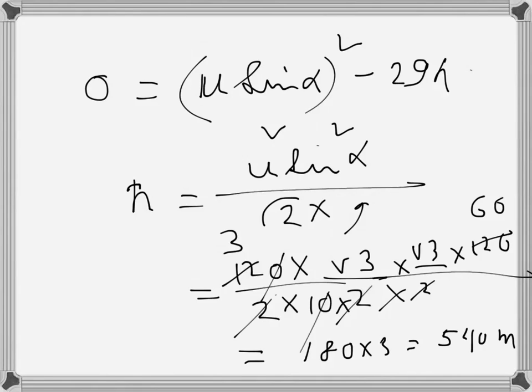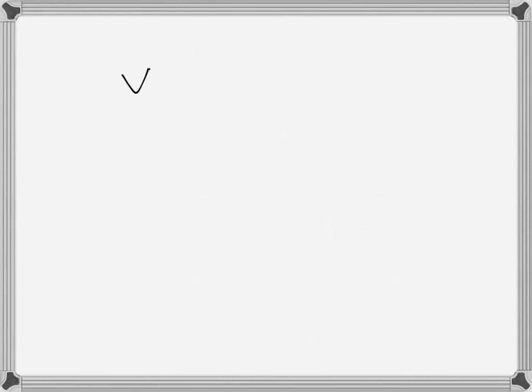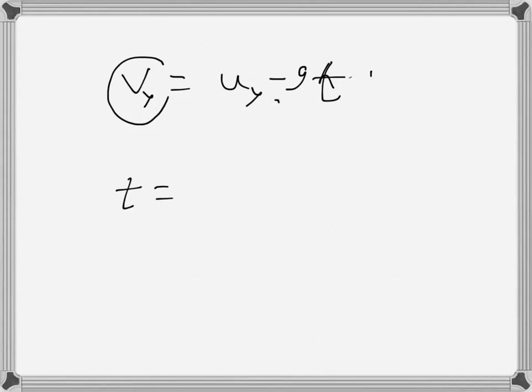That's the maximum height. When the velocity becomes 0, that's the height, and that will be the maximum height. And the time taken can be found by vy equals uy minus gt, where t is the time taken. So we now know the vertical velocity will be 0 at maximum height.